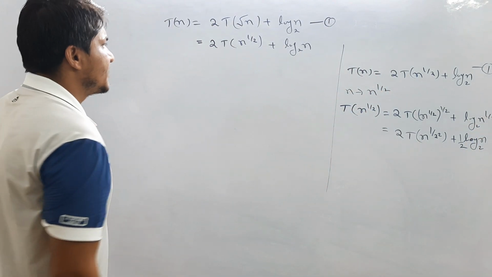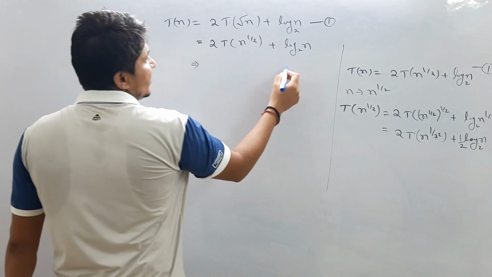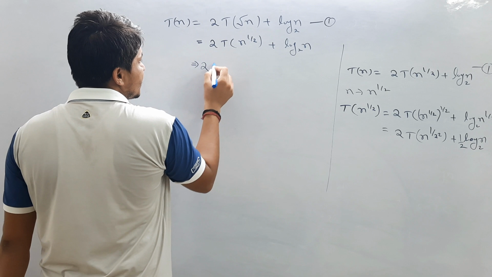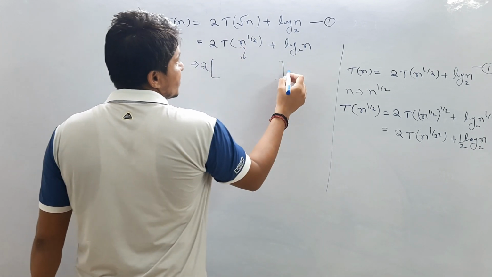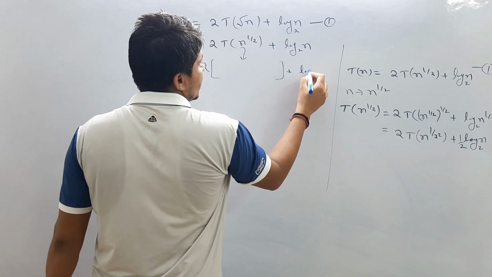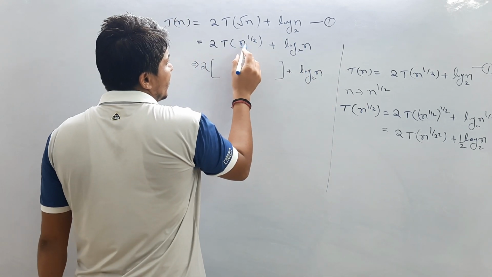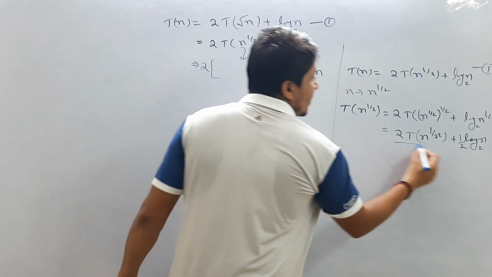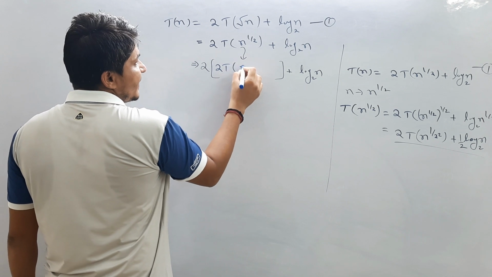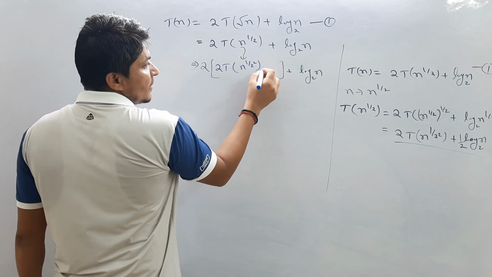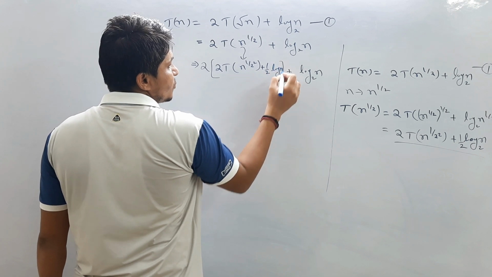So let us substitute this in the given equation. If I substitute, let me write this 2 as it is, and substitute the value of T of n raised to power 1 by 2 in this equation. This log n will be as it is. Now I know the value of T of n raised to power 1 by 2, so this is the value. Let us substitute. So this is going to be 2T of n raised to power 1 upon 2 square plus 1 by 2 log n base 2.